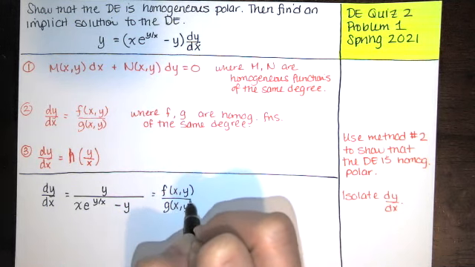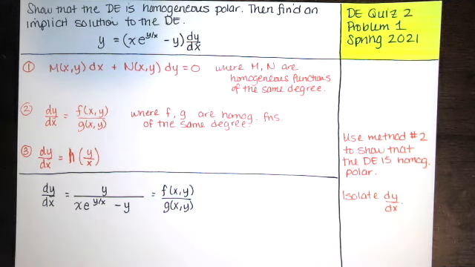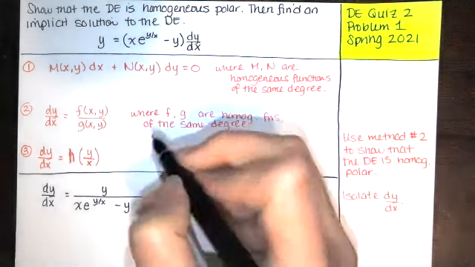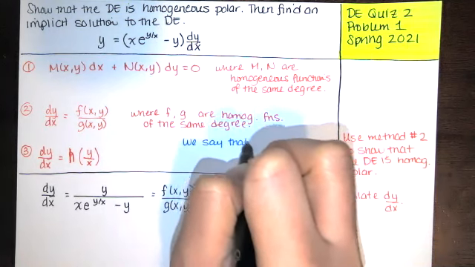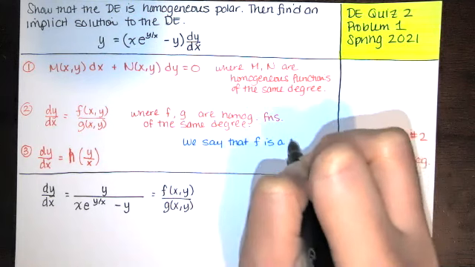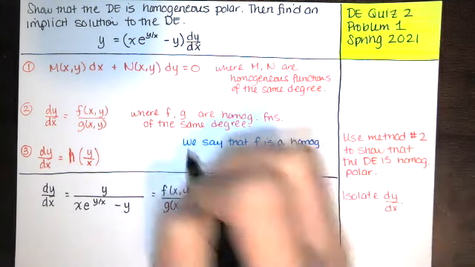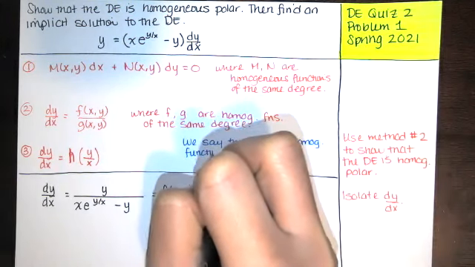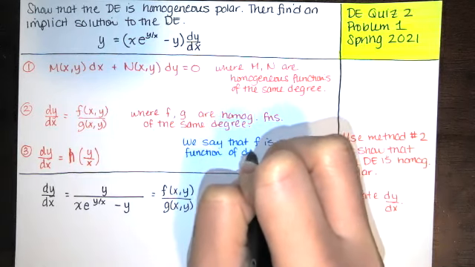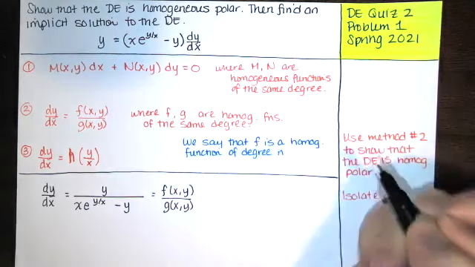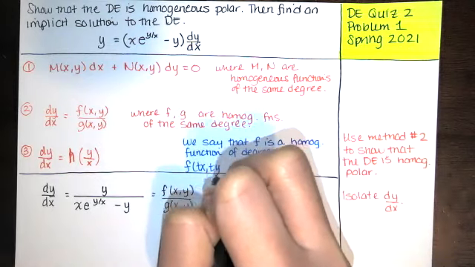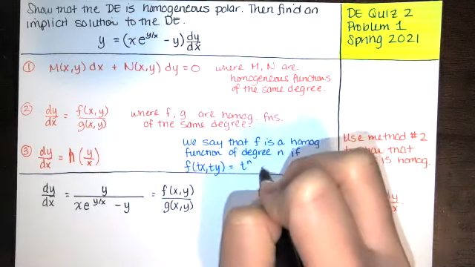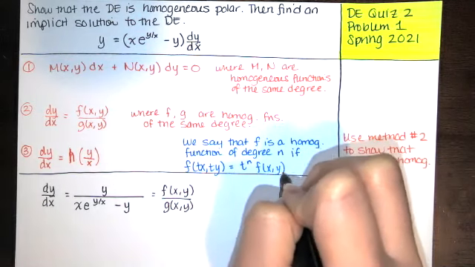Now I want to verify that those are two homogeneous functions of the same degree. That requires recalling this definition. Remember, we say that f is a homogeneous function of degree n if the following is true: if f of tx and ty is t to some power times the original function f of xy.